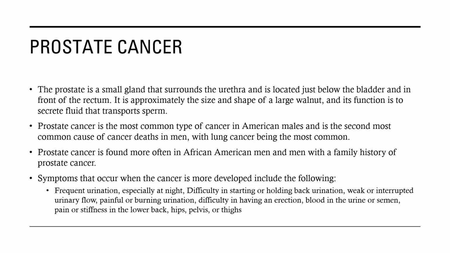For prostate cancer, first we need to know what it is. You might remember it from A&P. It is a small gland that surrounds the urethra. I remember the A&P book does usually describe it as a donut-like structure because it surrounds that urethra, so it has a hole in the middle, looks like a donut. It's located right underneath the bladder and it's in front of the rectum. It's about the size and shape of a large walnut, and its function is to secrete fluid that transports sperm.